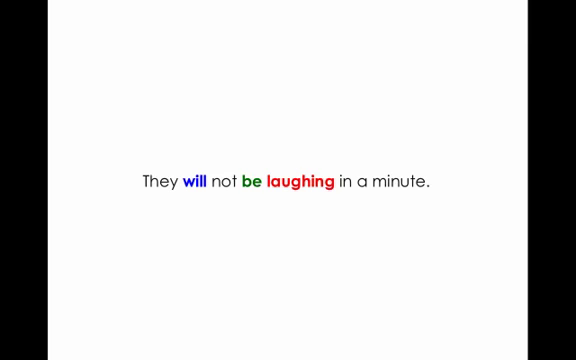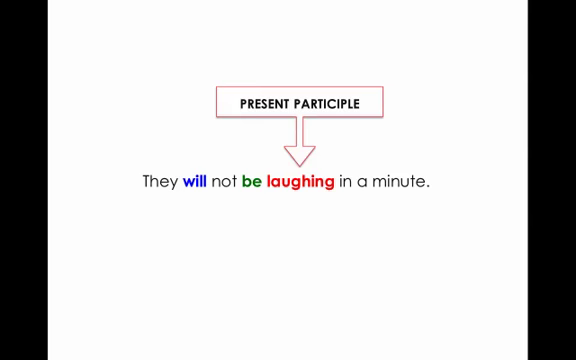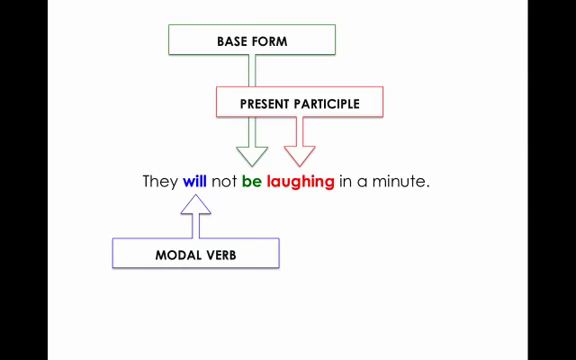They will not be laughing in a minute. Much clearer cases of the main verb being the information verb. Again, this is in the present participle form. And then we've got a modal verb. We've got will. If you remember, modal verbs include verbs like will, would, should, must, can. And in this sentence, the verb will needs the base form of to be plus the present participle.